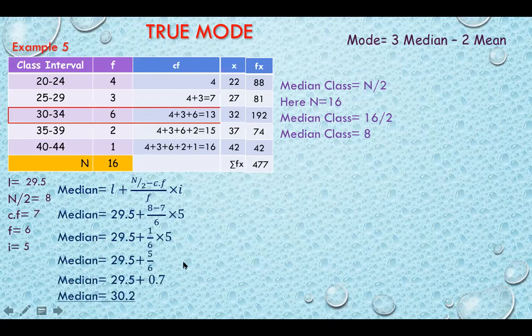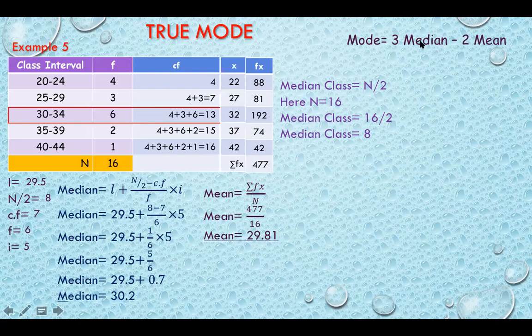Now we have to calculate the mean. Mean is summation of fx divided by n. If you have not gone through the previous video on how to calculate this mean, please go through it. I will give the links of those videos in the description box. Here summation of fx is 477 and n is 16. So mean will be equal to 477 divided by 16, which is 29.81.